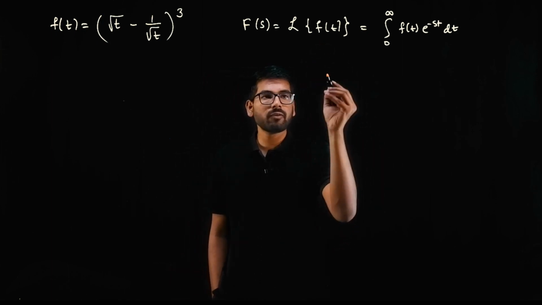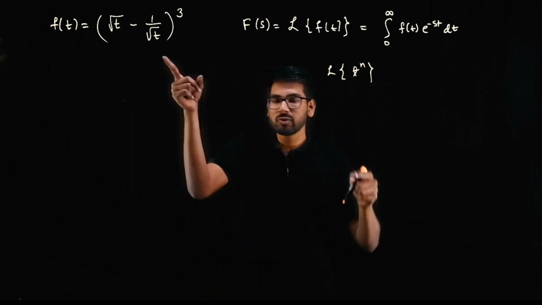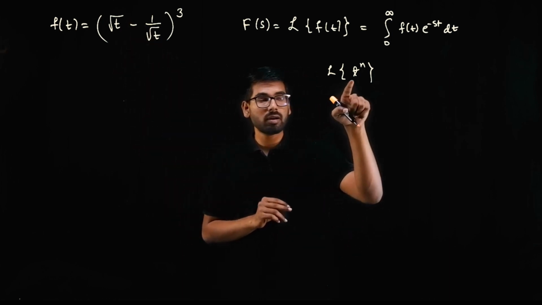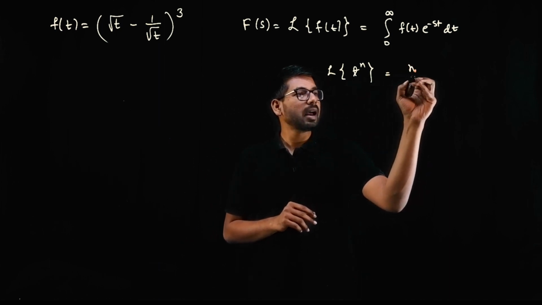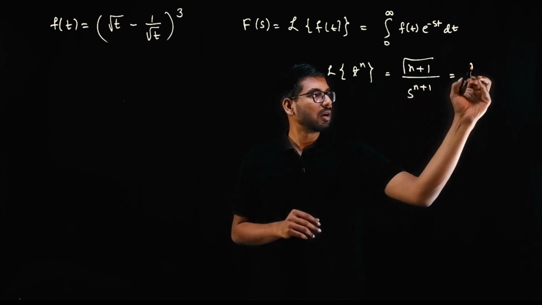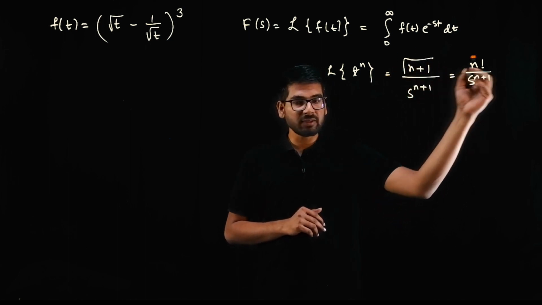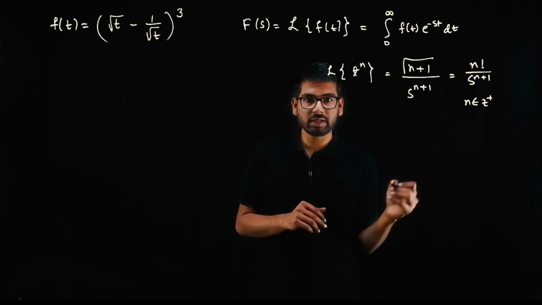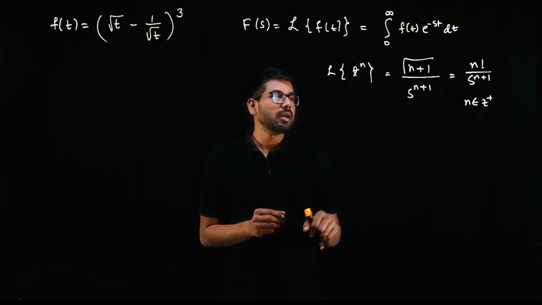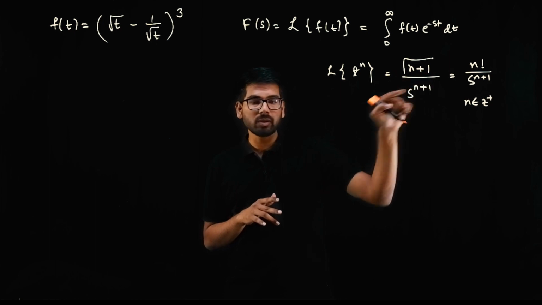But we don't actually need to integrate anything because we already have a list of basic Laplace transforms, one of which is the Laplace transform of t power n. I think this is going to be useful here because square root of t can be written as t power 1 by 2. So the Laplace transform of t power n is gamma of n plus 1 by s power n plus 1. And you know it as n factorial by s power n plus 1, and this is a specific case when n belongs to positive integers. If n is 1, 2, 3, 4, then gamma of n plus 1 is actually n factorial. But in general, if n is a fraction, we need to use the gamma of n plus 1 by s power n plus 1 formula.